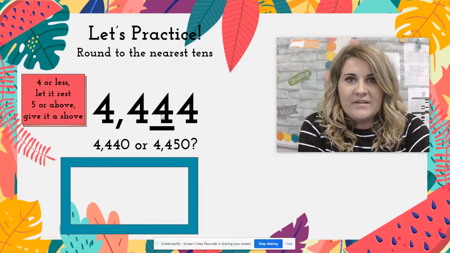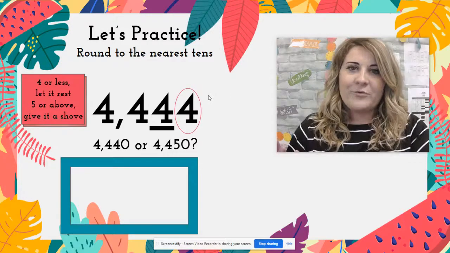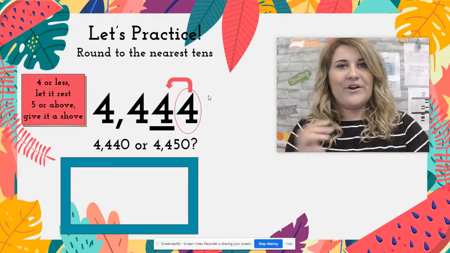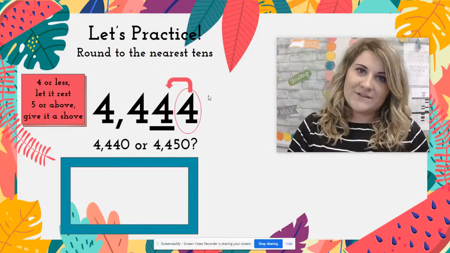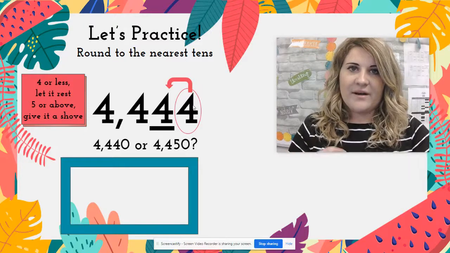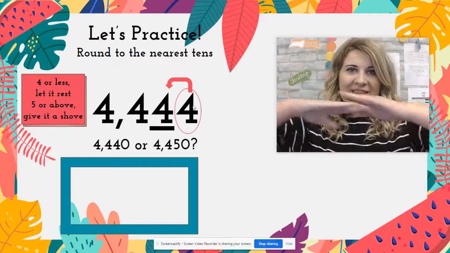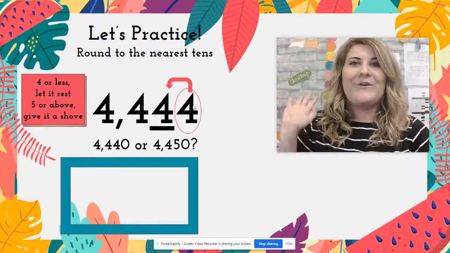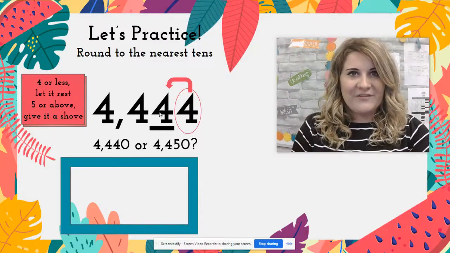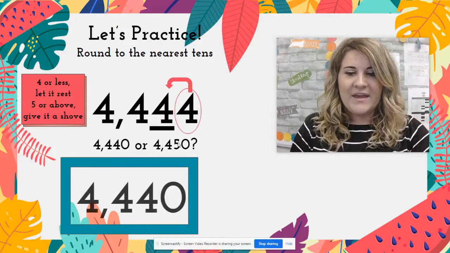We're going to underline the 4 in the tens place. We're going to spotlight the ones. And that 4 in the ones place tells the 4 in the tens place what to do. So this circled number, is it 4 or less or 5 or above? It's 4 or less, so we're going to let the underlined 4 rest. So it's going to stay a 4, and this is going to become a 0 to round this to 40, okay? And then this 4 and this 4 just drop straight down.